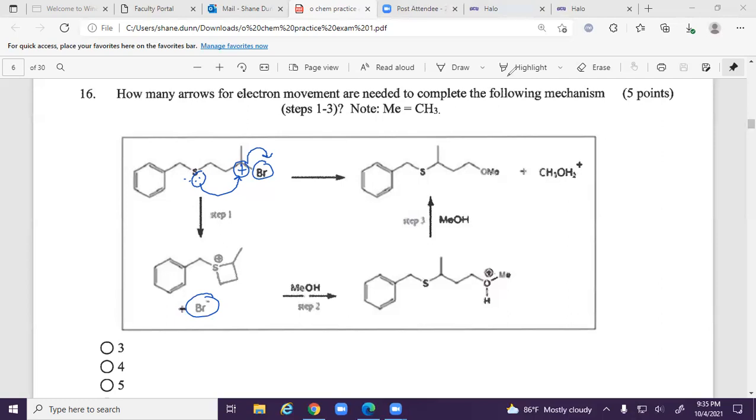That's only step one. Now it's step two. I got a positive sulfur. Does sulfur want to be positive? It's electronegative. It does not want to be positive.